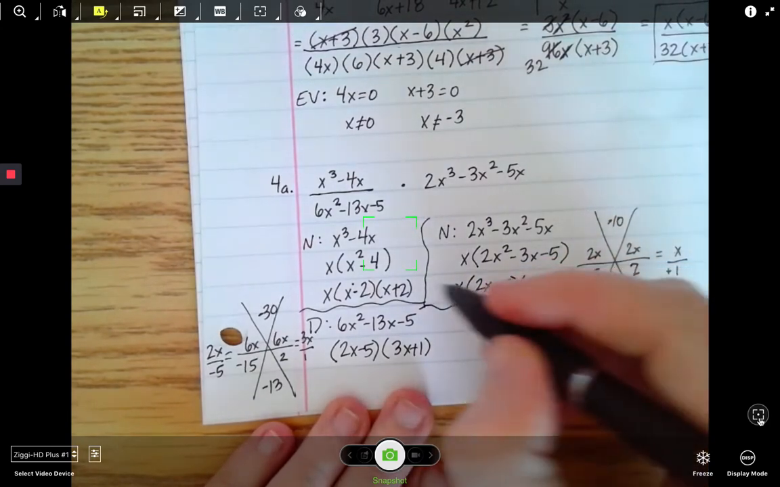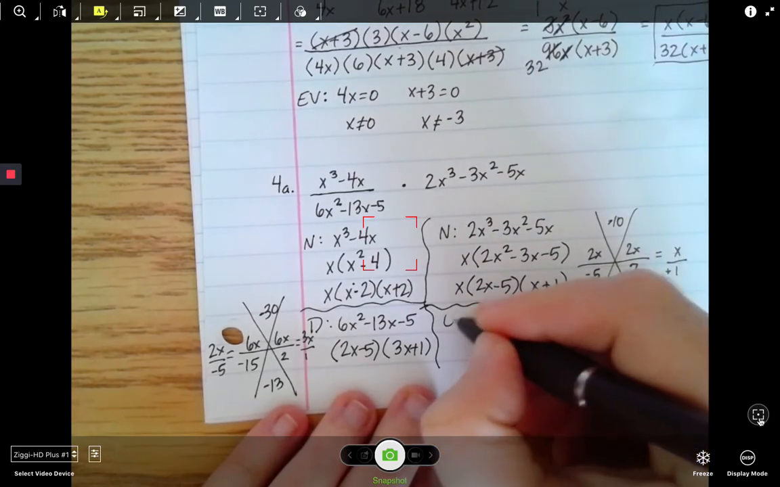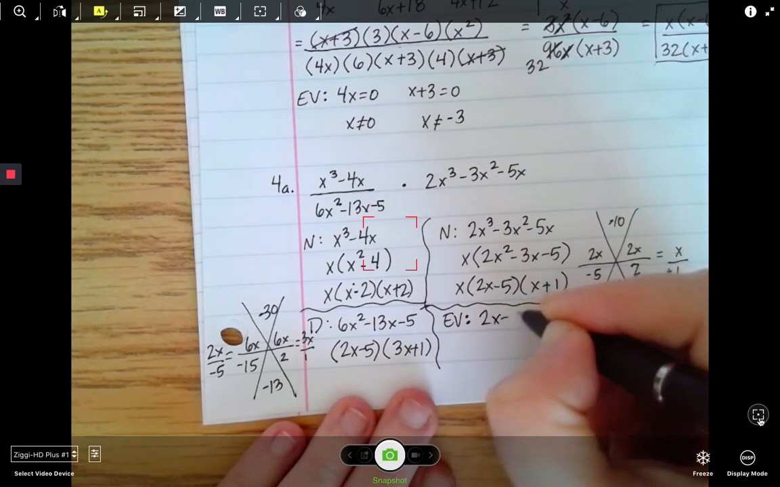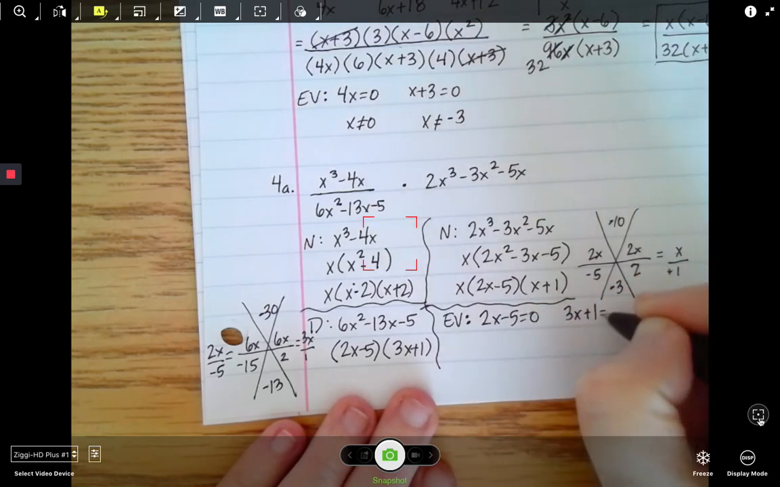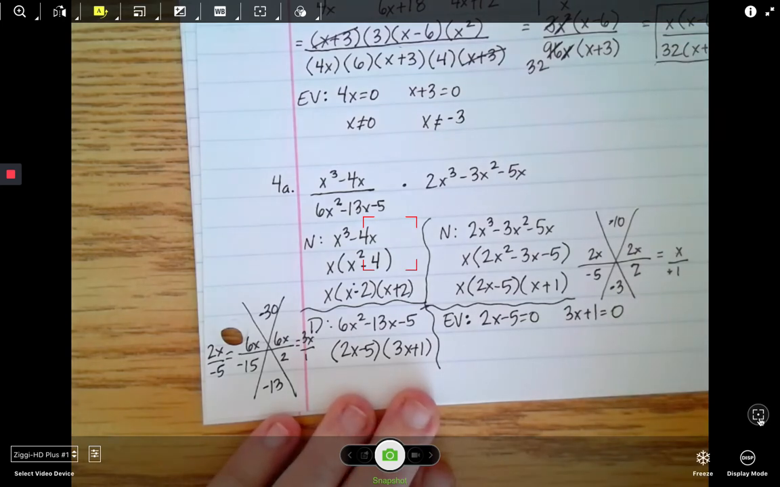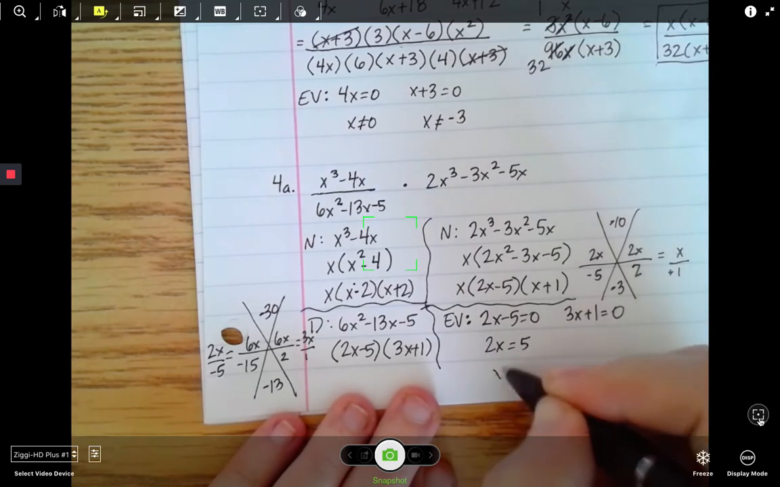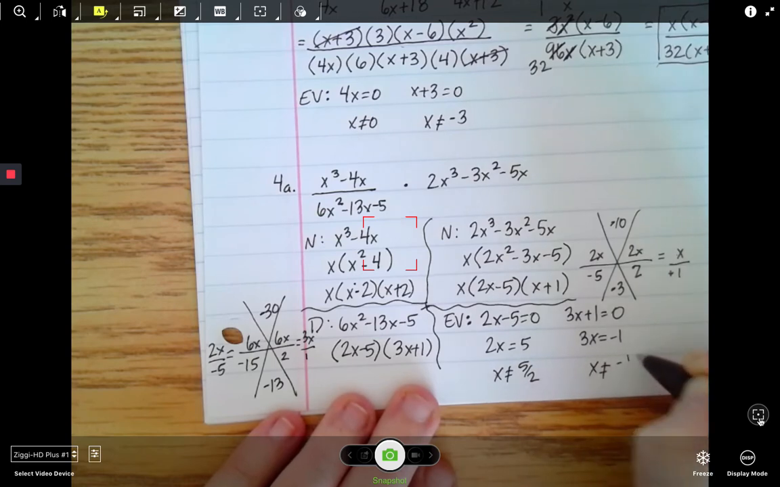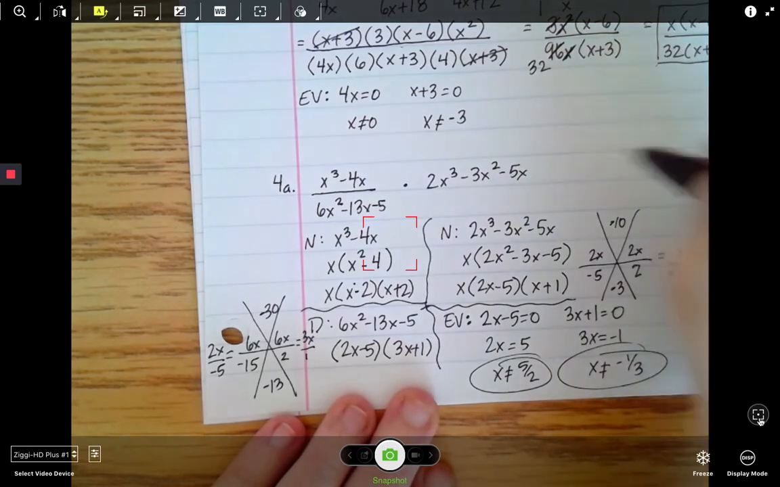Alright, so that's my denominator. I've factored my numerators. I've factored my one denominator here, okay? Now we have to find our excluded values, but luckily we only have two factors. So 2x equals 5. x cannot equal 5 over 2. 3x equals negative 1, so x cannot equal negative 1 over 3. Gotta come back to these here in a minute.